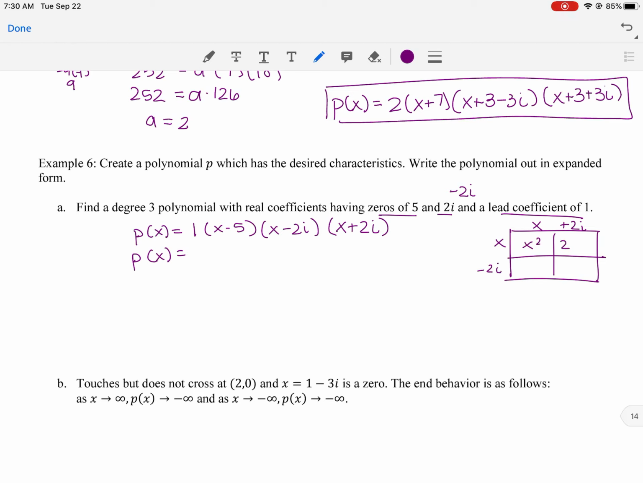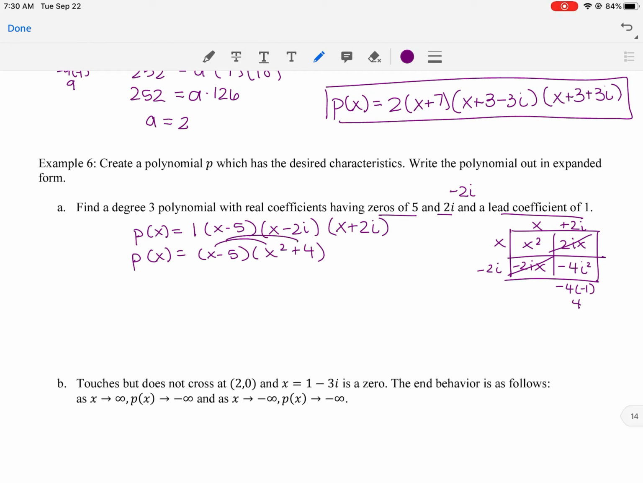We get x squared. We get 2ix. We get negative 2ix. Notice they're canceling. We get negative 4i squared. We know i squared is negative 1, so this is really just 4 in that box. So we now have x minus 5, and then x squared plus 4. See how nice and easy you made life, right?